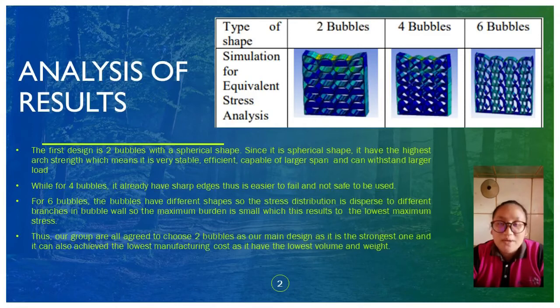For 6 bubbles, the bubbles have different shapes, so the stress distribution is dispersed to different branches in the bubble wall, so the maximum burden is small, which results in the lowest maximum stress. Thus, our group all agreed to choose 2 bubbles as our main design as it is the strongest one and it can also achieve the lowest manufacturing cost as it has the lowest volume and weight.